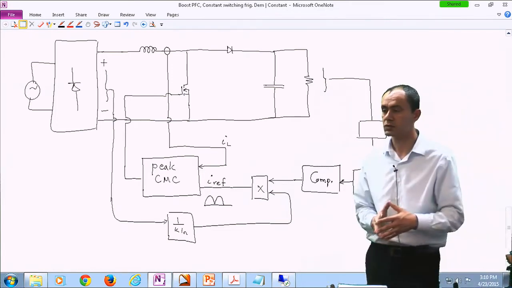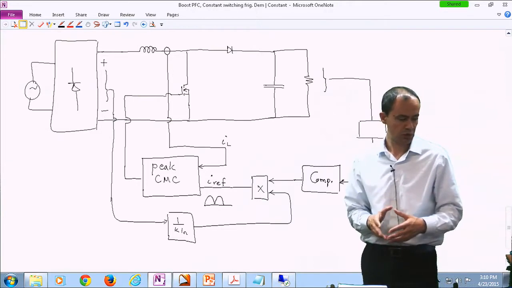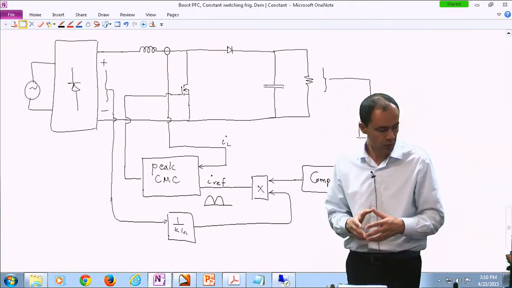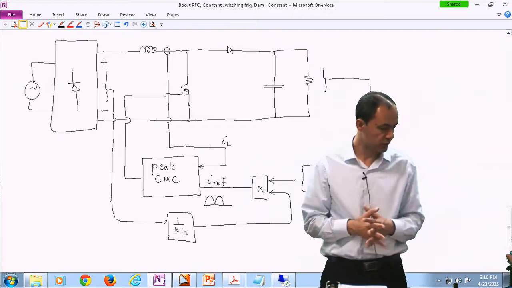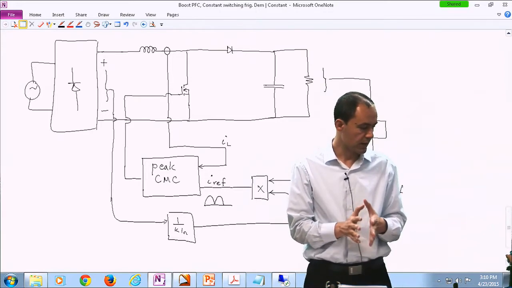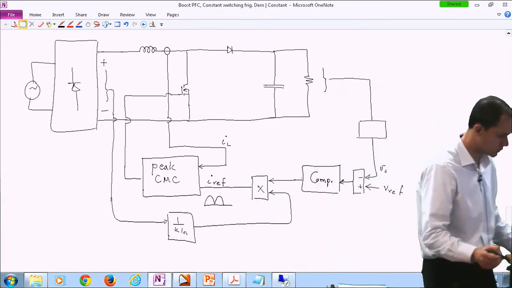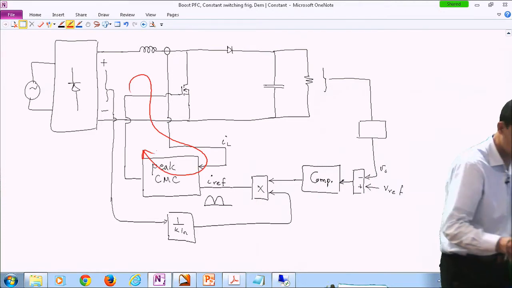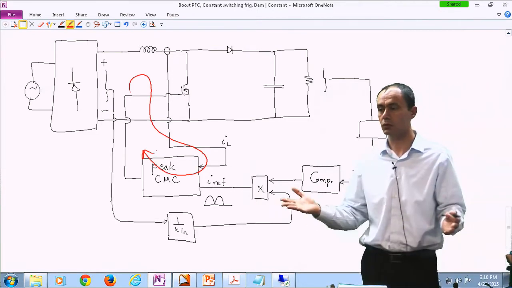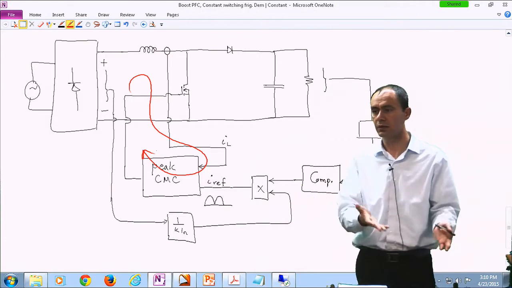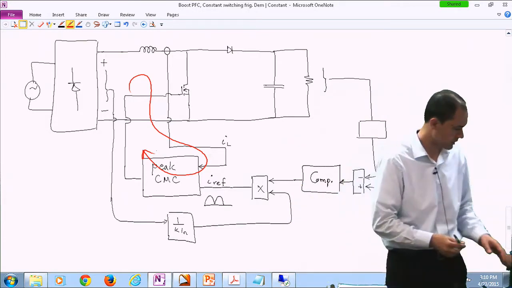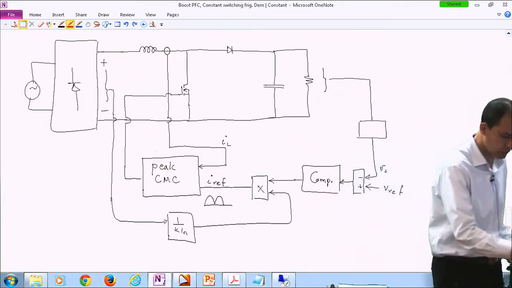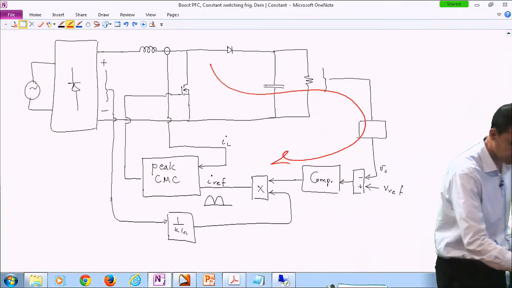And a compensation network. So we have several loops over here. One loop is measuring the inductor current, and that is basically this loop. This loop is because we are doing peak current mode control. We have to measure the inductor current, compare it with the reference, and then make decisions based on that.